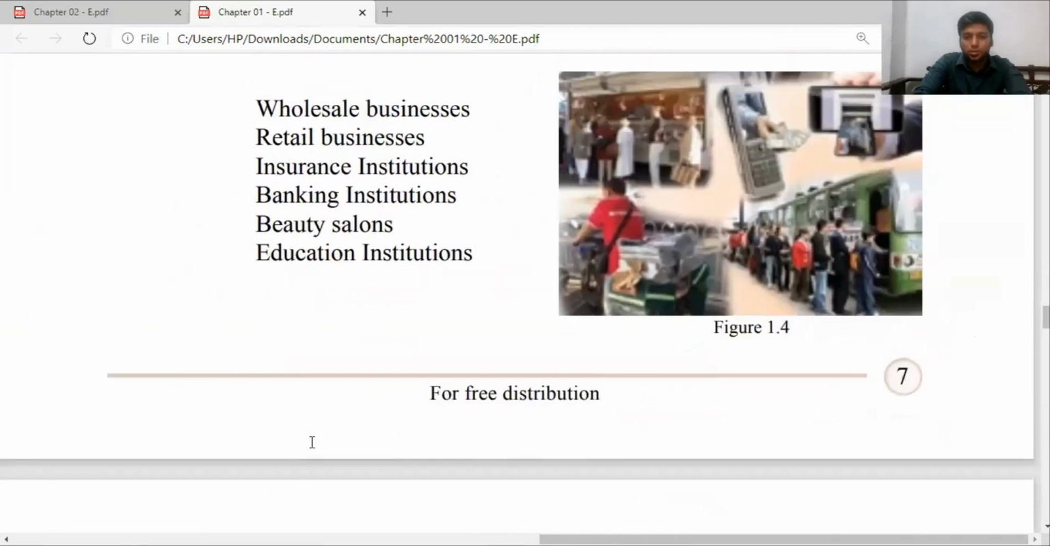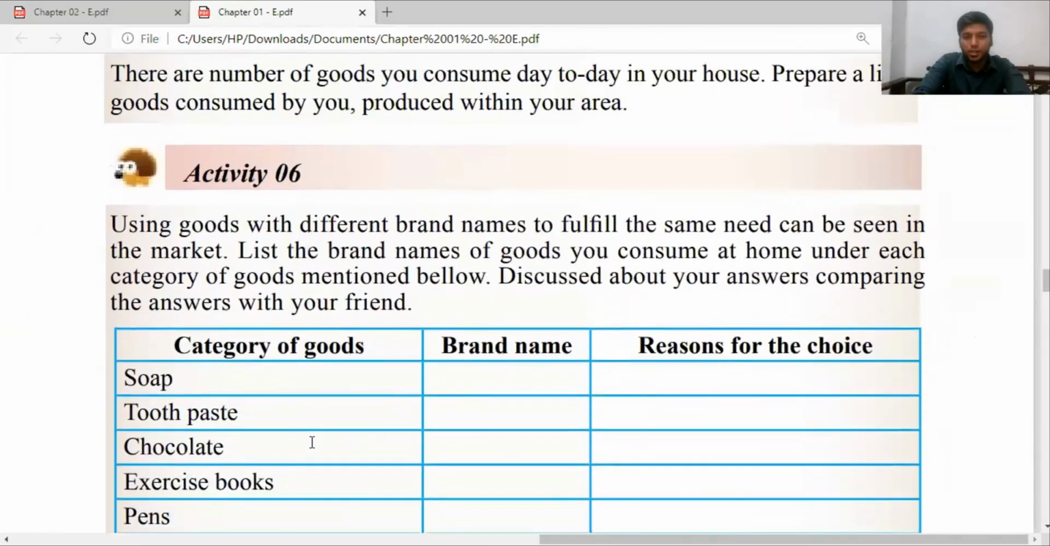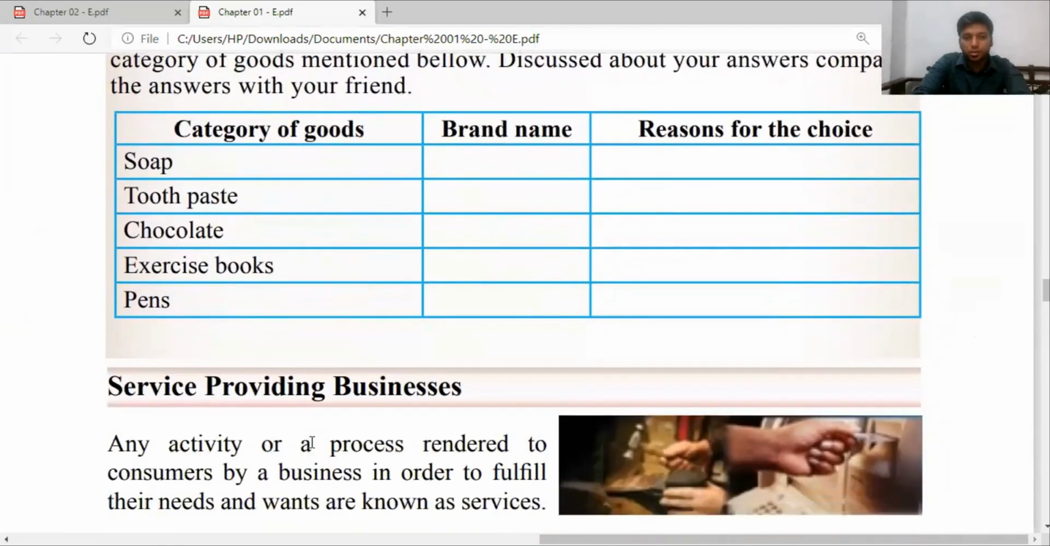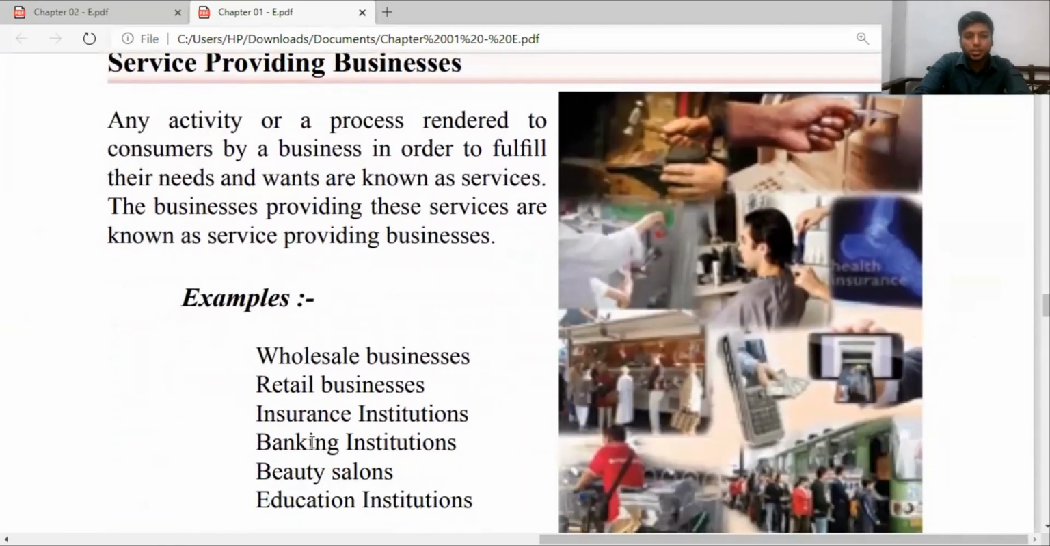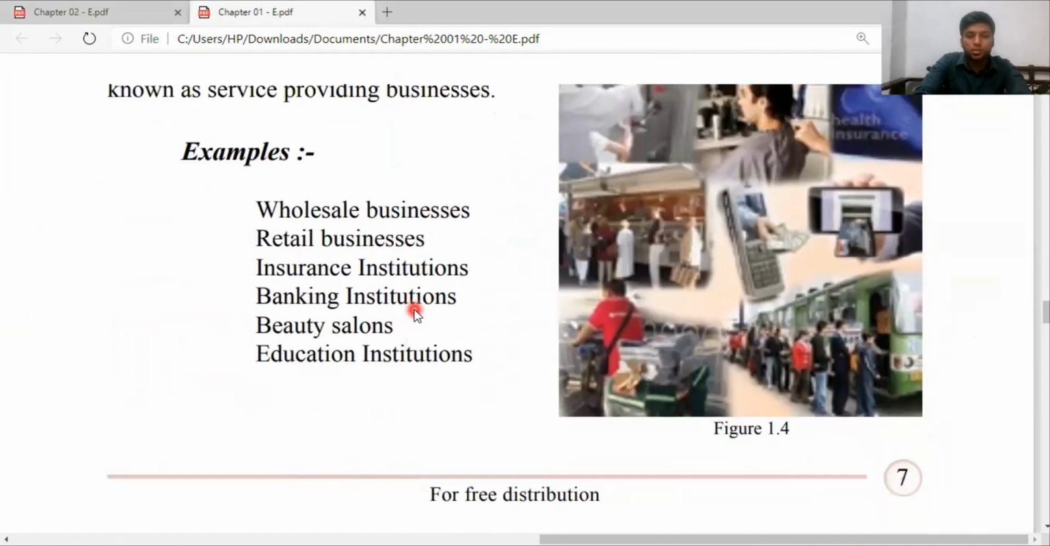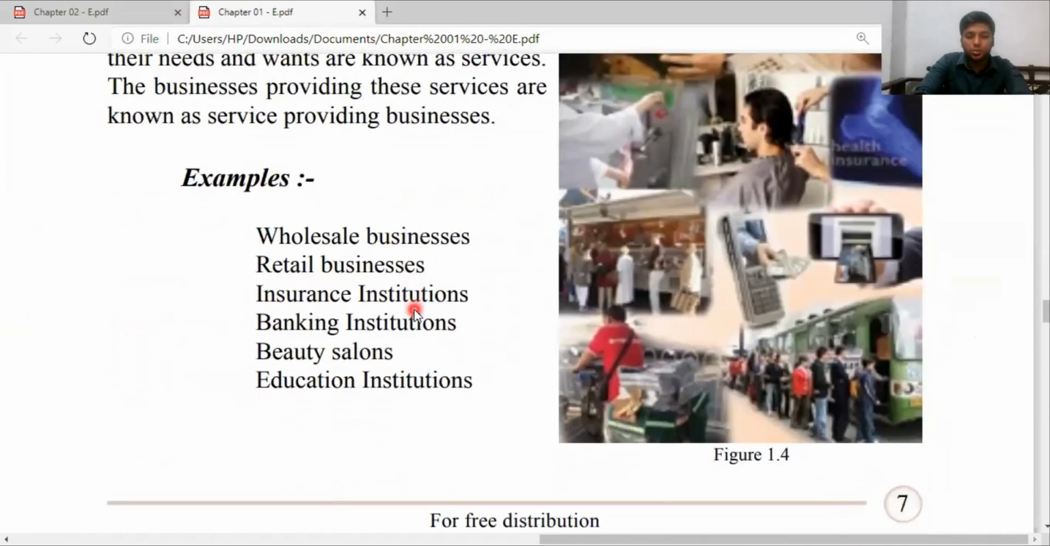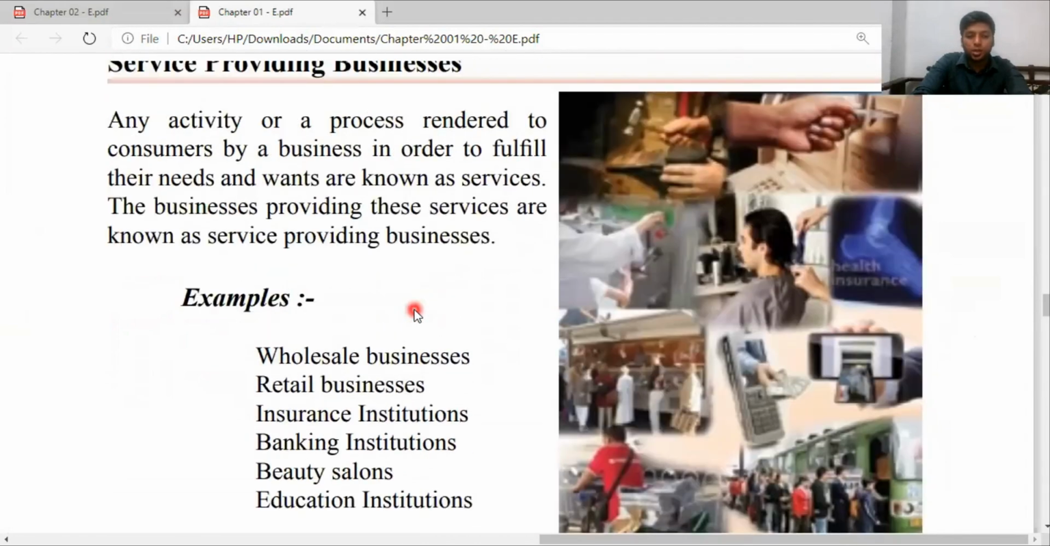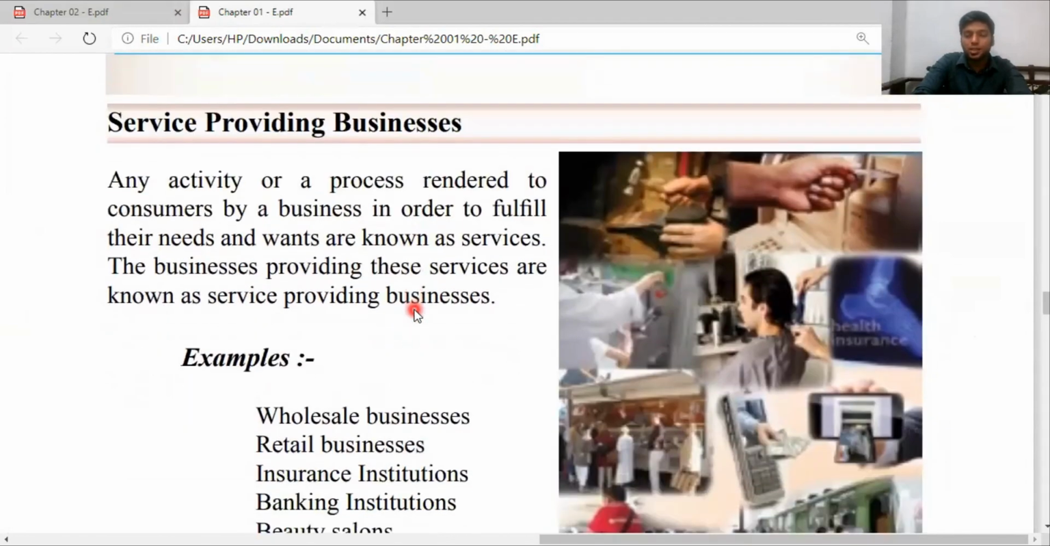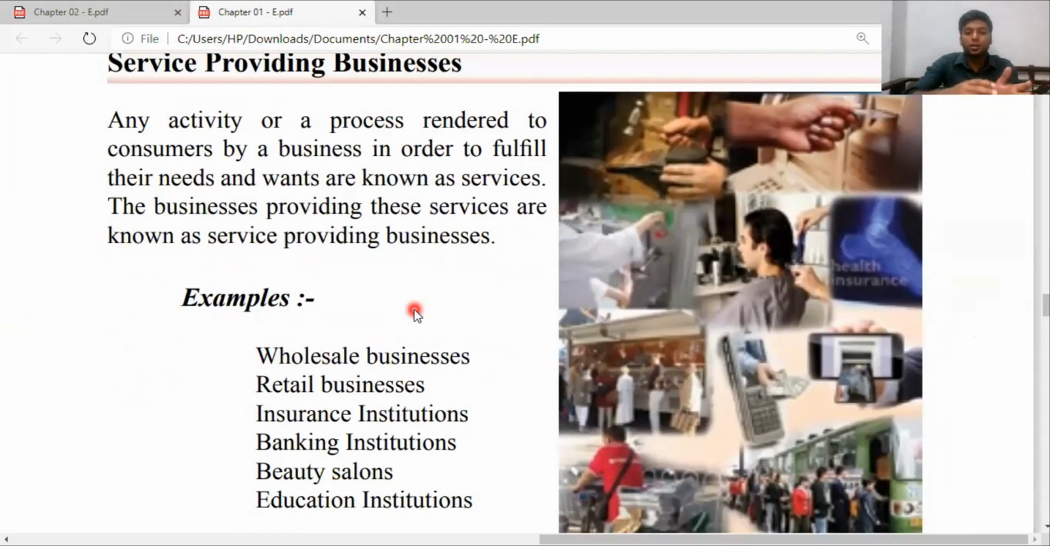So we'll move on to page number 7. There are some categories for you to name these activities. I'm not going to move on to that. Service providing business: an activity or a process rendered to consumers by a business in order to fulfill their needs and wants is known as services. The businesses providing these services are known as service providing businesses, like wholesale business, retail business, insurance institution, banking institution, beauty salons, educational institutions. So these are the people who are going to give a service, all under service sectors.